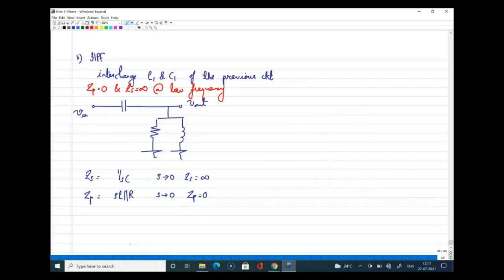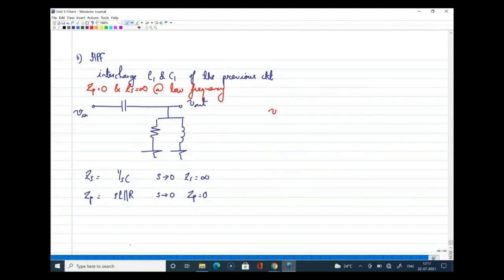Right. So we know that at low frequency, the capacitor will act as an open circuit, and so you cannot expect any output from the input side. At the same time, your inductance at low frequency is acting as a short. That means your output will definitely be equal to 0. So that means the condition is satisfied.